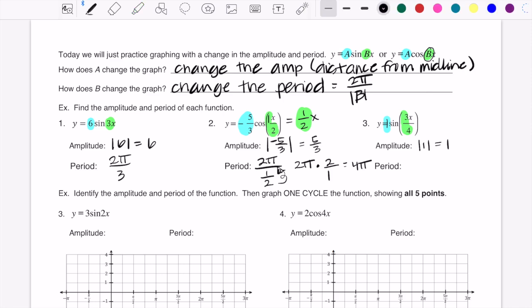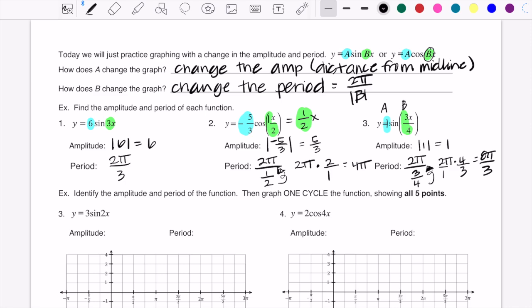And then the period is going to be 2 pi divided by the number b for x. So again, this is a, this is b. So this is 3/4. Copy dot flip. So 2 pi times 4/3, which is multiplying fractions, no big problem, top times top over bottom times bottom. So that would be 8 pi over 3.